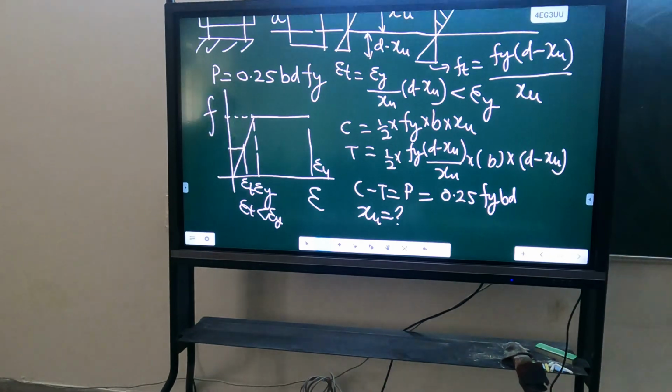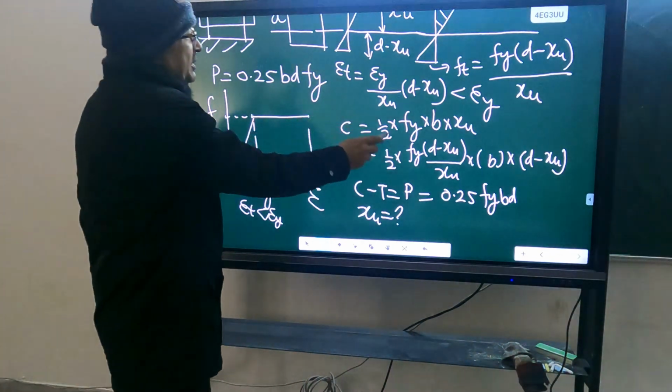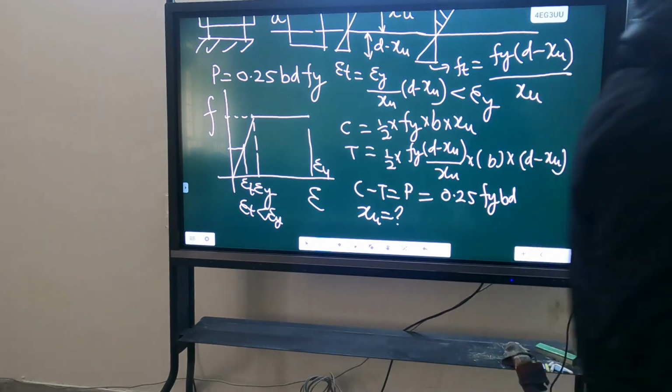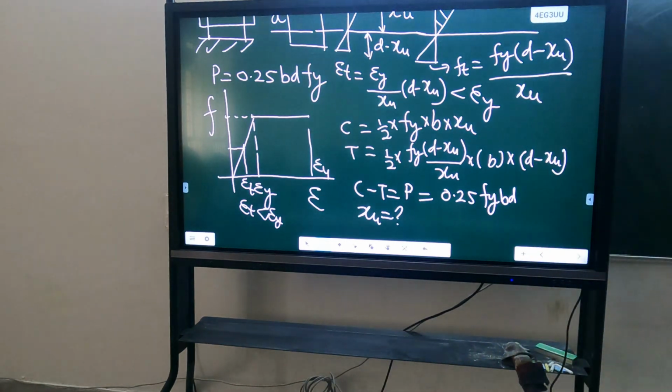And iteratively you can find xu, or you can develop a quadratic equation here. Solve that quadratic equation. You will get the value of x.